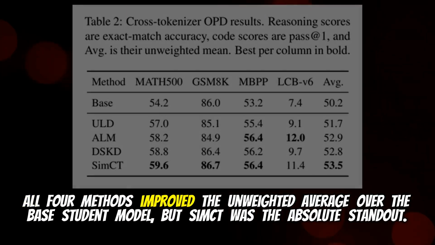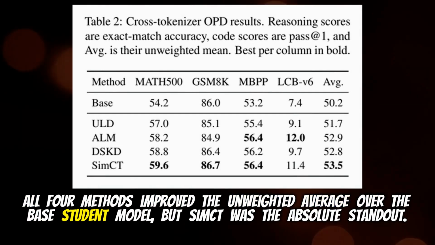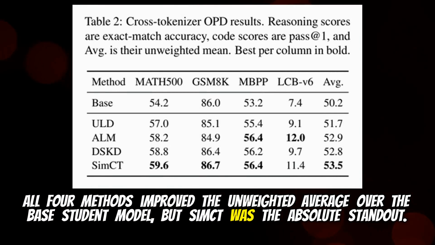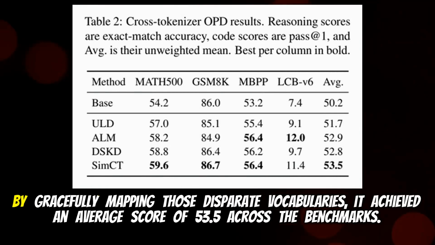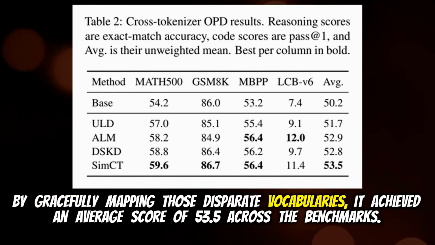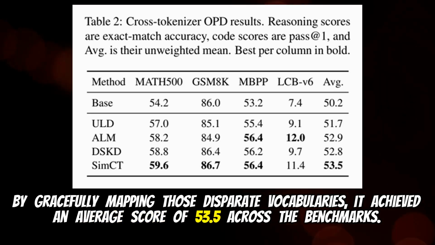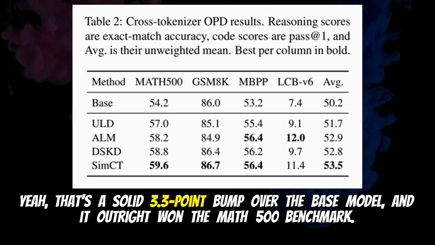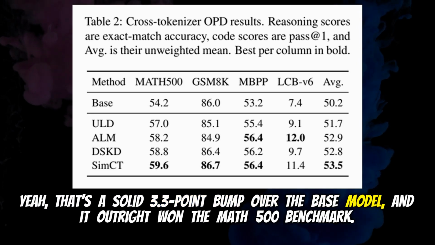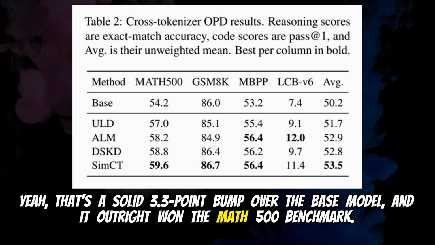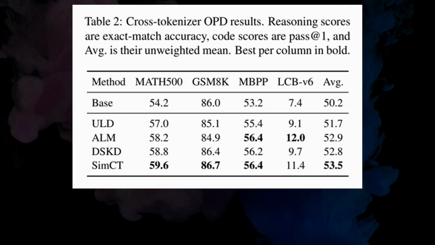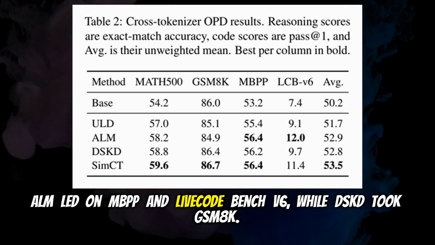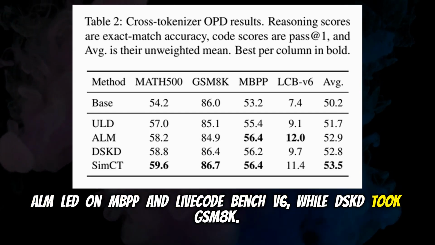All 4 methods improved the unweighted average over the base student model, but SimCT was the absolute standout. By gracefully mapping those disparate vocabularies, it achieved an average score of 53.5 across the benchmarks. Wow. Yeah, that's a solid 3.3-point bump over the base model, and it outright won the Math 500 benchmark. ALM led on MBPP and Live Codebench V6, while DSKD took GSM 8K.